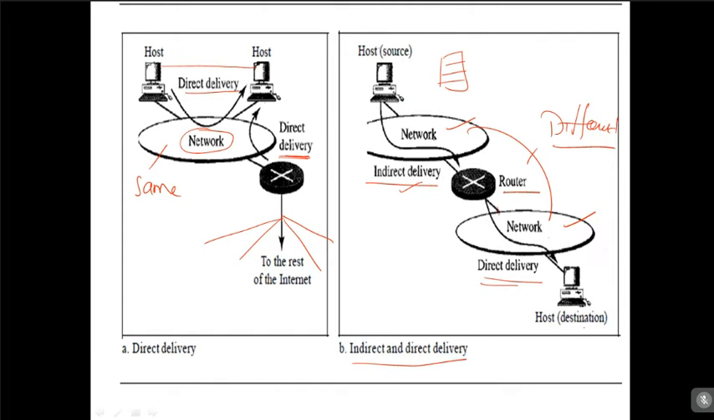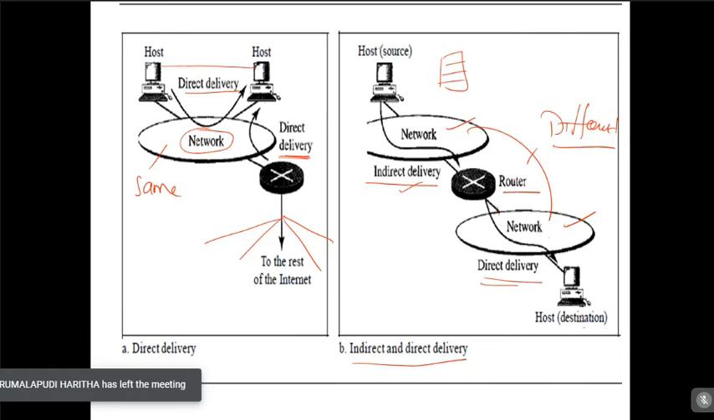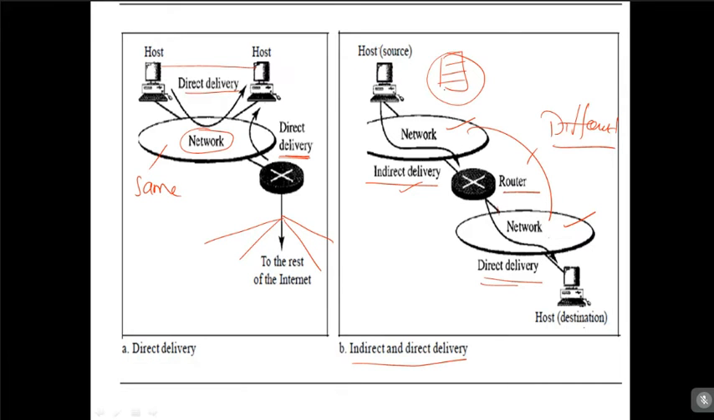So first of all, how they are going to do the direct and indirect delivery process. Now we will see what is meant by the routing table. Here, in order to forward, this particular routing table is called a forwarding module. Based on this forwarding module only, it is going to perform either indirect delivery or direct delivery.